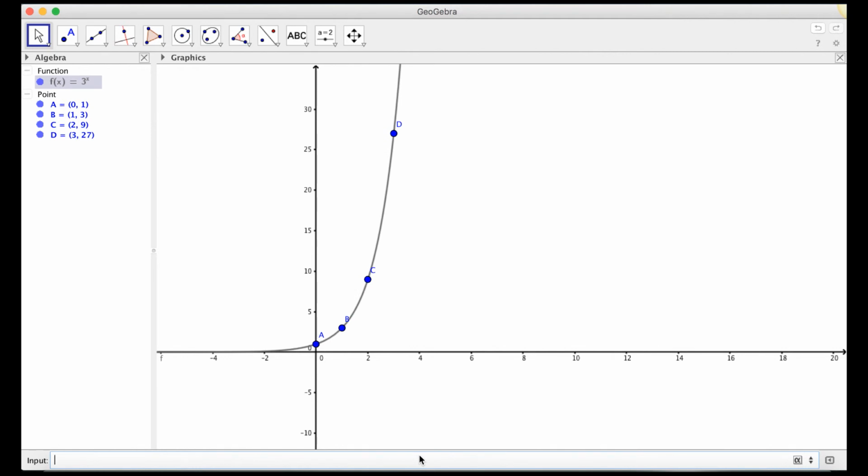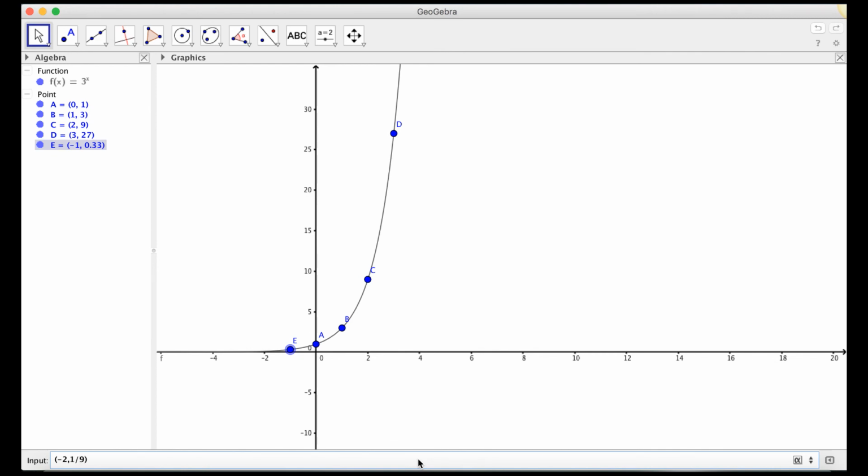You can see that this function grows very, very quickly as the x values go to the right. It appears to be approaching 0 as the x values go to the left. What if we plugged -1 for x? 3 to the -1 power is 1/3. Similarly, if we plug -2, 3 to the -2 power is 1/9.